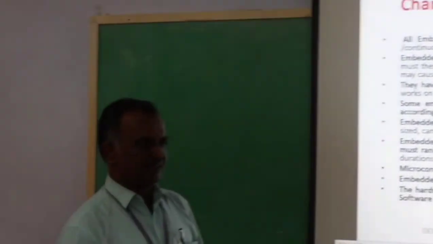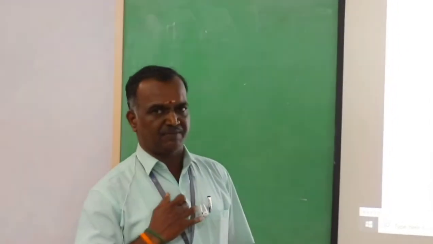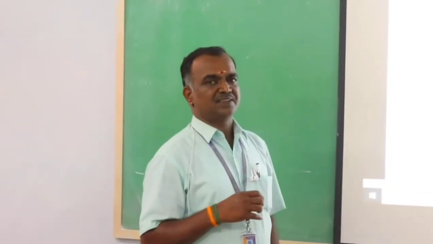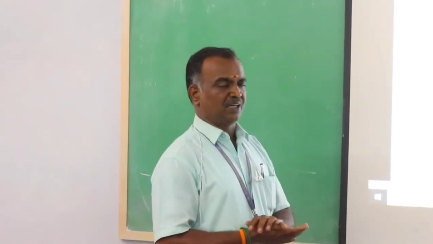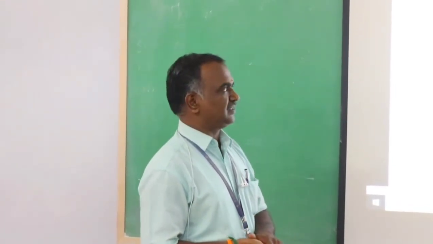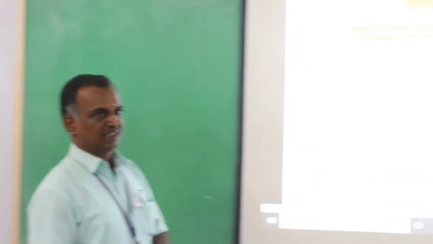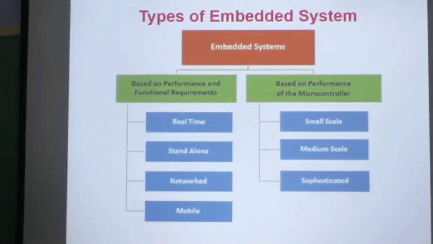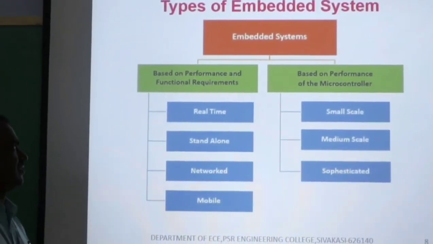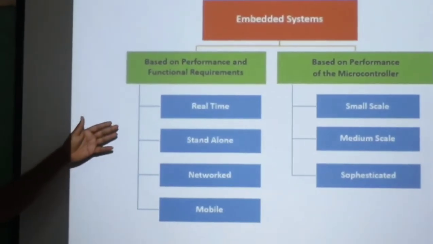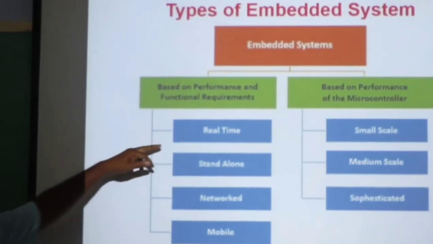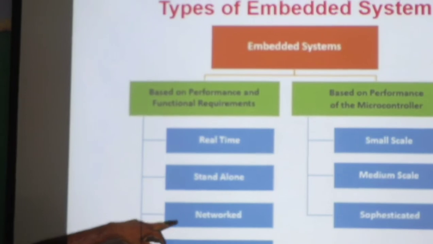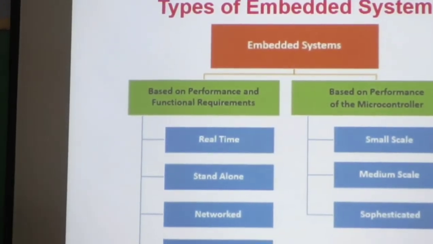So let us go to the next one, that is what are the different types of embedded system. Here we can split the embedded system into two broad categories. One category is based on the performance of the microcontroller. The other category is based on the performance and functional requirements. Based on the performance and functional requirements, we have four different types. First, real-time embedded system; second, standalone embedded system; third, network embedded system; fourth, mobile embedded system.